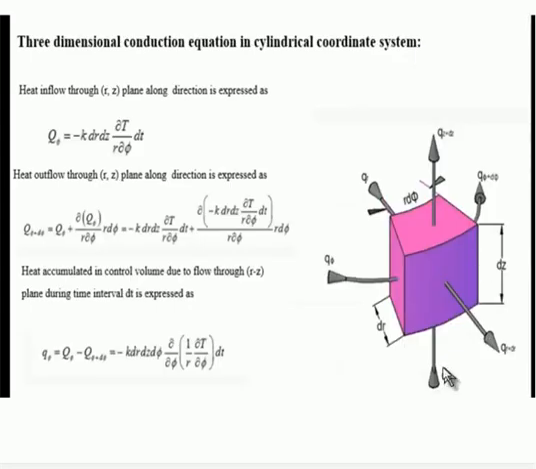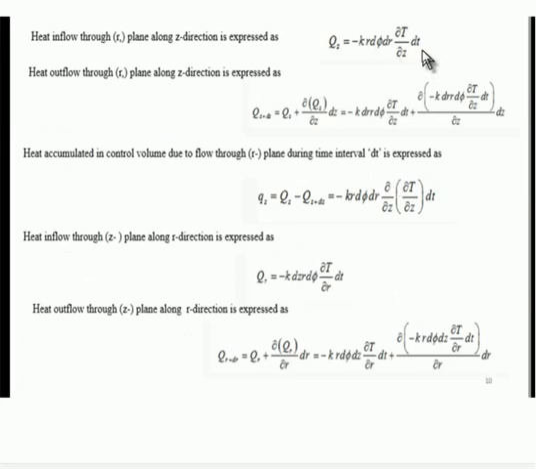So through the z plane, heat is flowing. We have to write the equation for conduction: minus k into area, which is dr into r d phi, into dou t by dou z into dt. Similarly, heat outflow through the r plane along the z direction is expressed the same way.